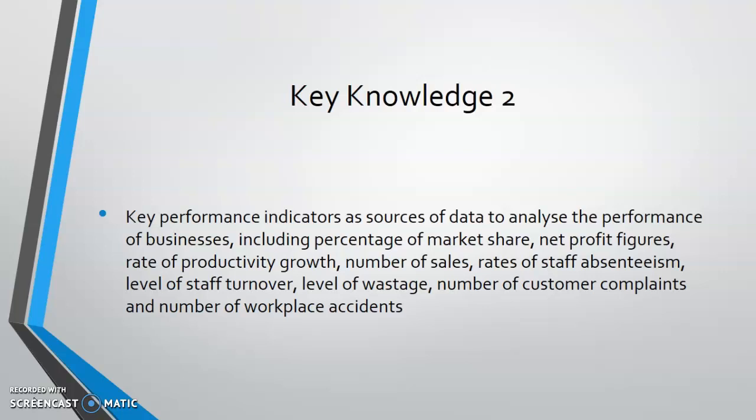We are going to cover our key knowledge point 2 today. The key knowledge point, as stated in your study design, is the key performance indicators as sources of data to analyze the performance of businesses. Now these are the KPIs that we have already covered in our outcome 1, the KPI data. So they are all almost the same: market share, net profit figures, productivity growth, number of sales, staff absenteeism, turnover, wastage, customer complaints, and workplace accidents. So we're going to learn a little bit more about them today.